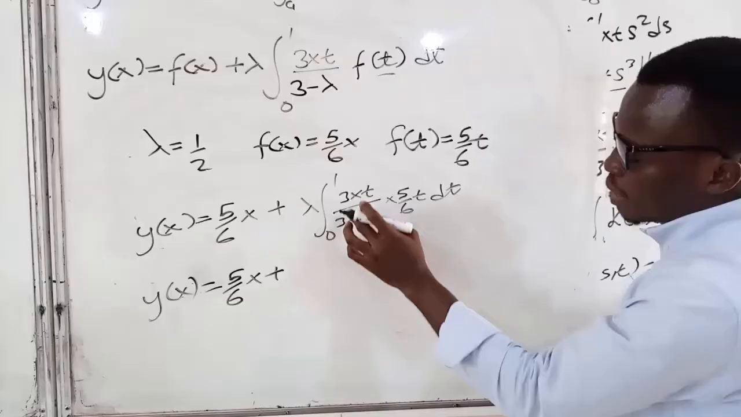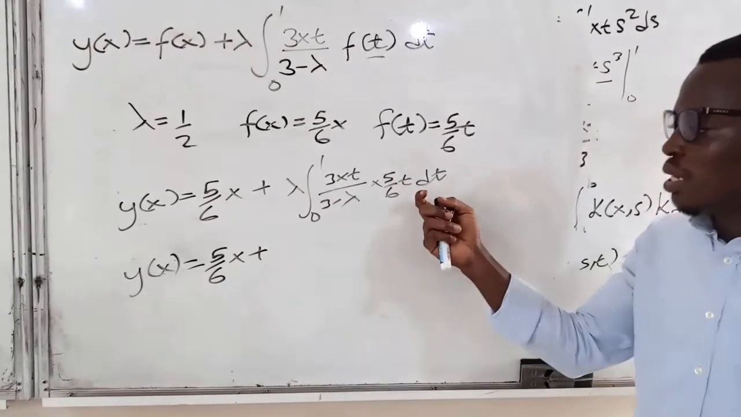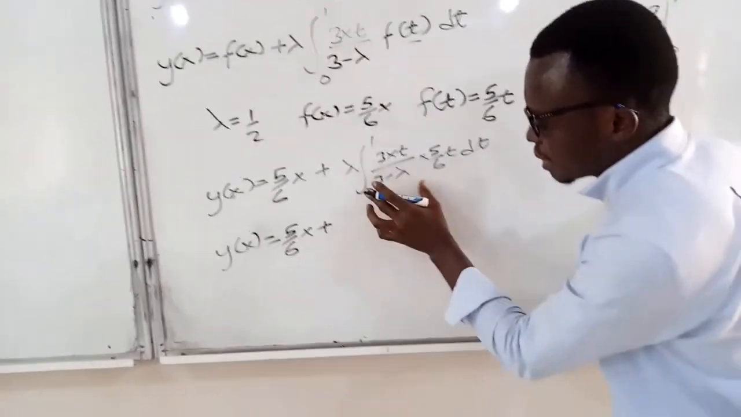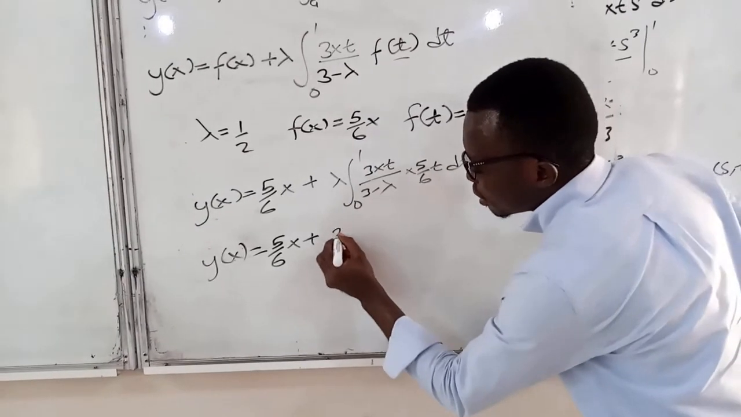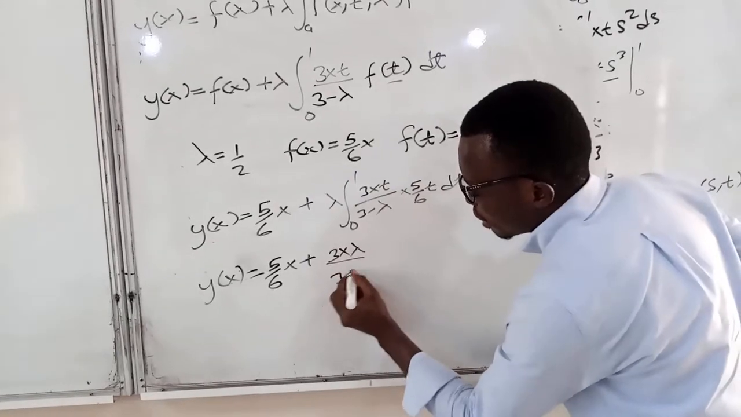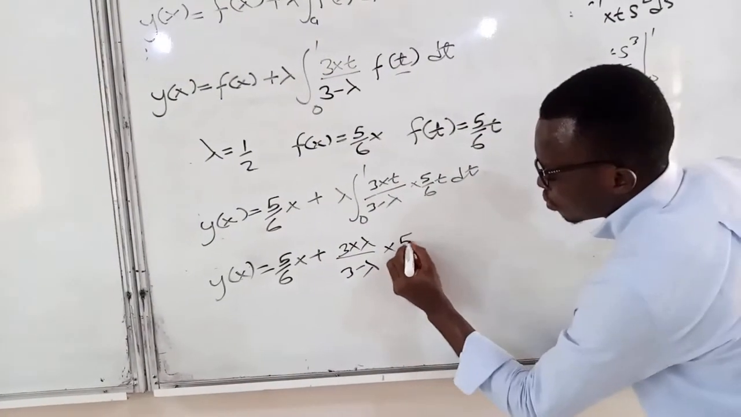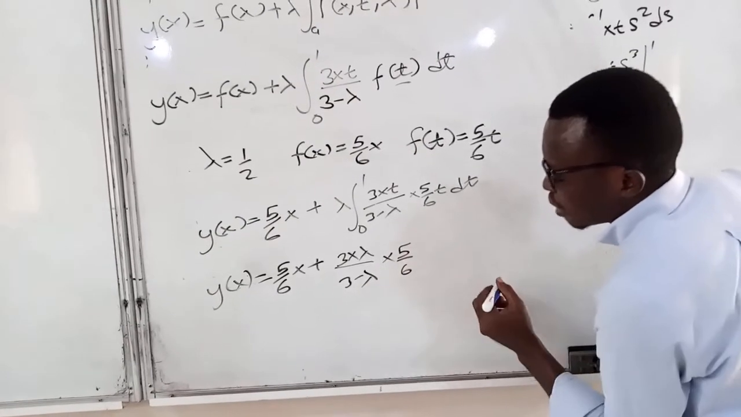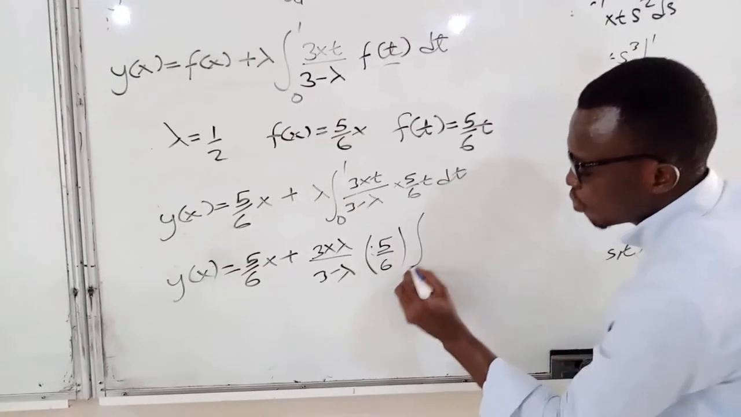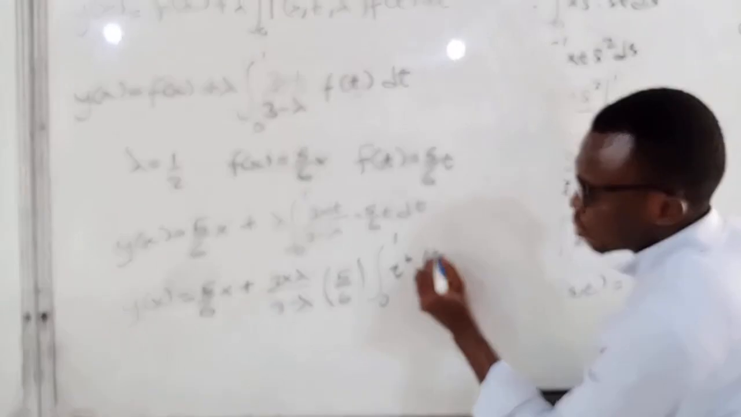You can bring out 3s over 3 minus lambda as a constant, and 5 over 6 is a constant, because it's not of t. You are integrating with respect to t. You can rewrite this as 3s lambda divided by 3 minus lambda, times 5 over 6, then integral from 0 to 1. t times t will give me t squared dt.